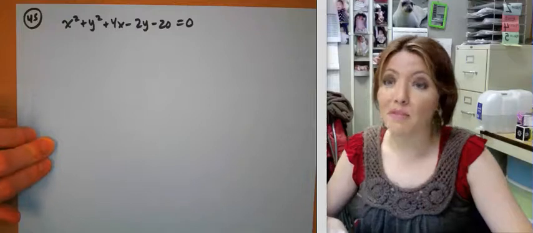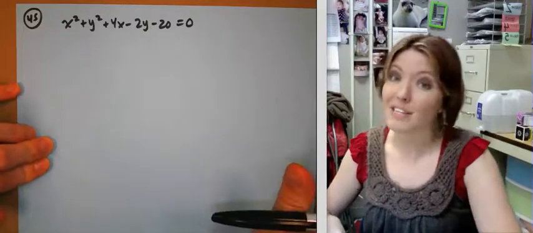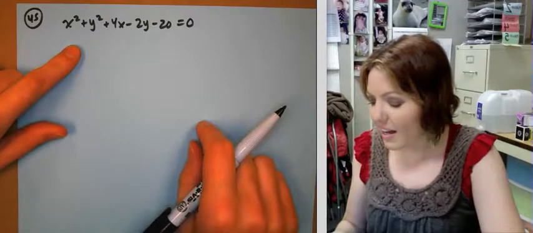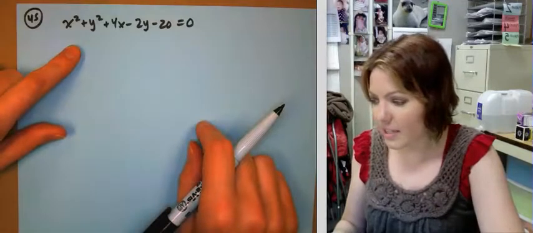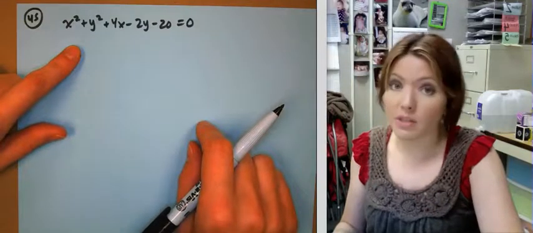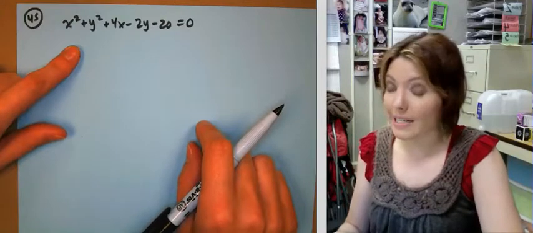Right, number 45. We are so close to being done. It is awesome. All right, so here we go. We are asked to graph this conic section, and this is definitely not in standard form, so we want to get it in standard form.